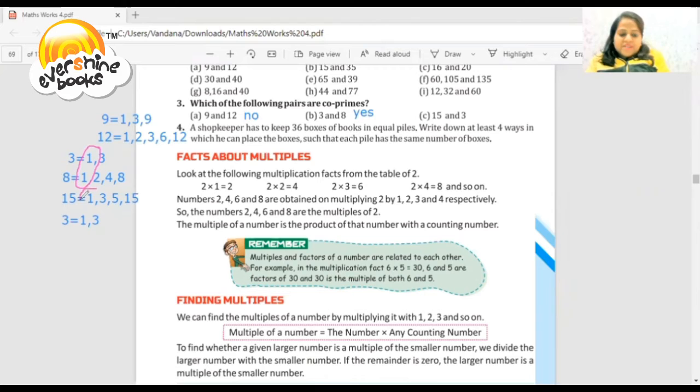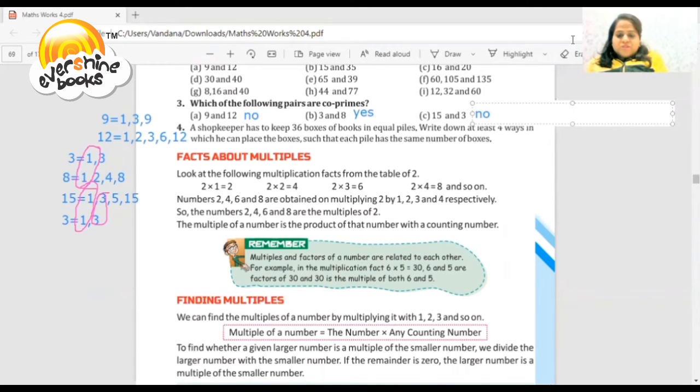Got it? It's very easy, students. Just remember the rules and do your sums. 1 is a common factor and 3 also is a common factor. So 3 is the greatest number. So these are not co-prime because 1 should be the highest one. Okay. So right here your answer is no. Got it? Very good.